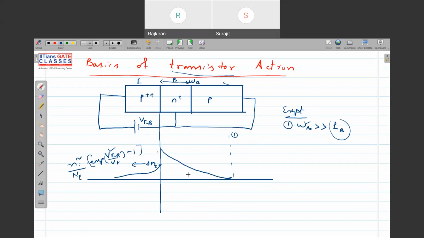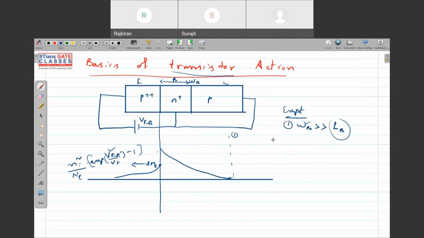This is case 1, right? Okay. So this is case 1. Now, what will happen? Let us take the next case. This is the second case.